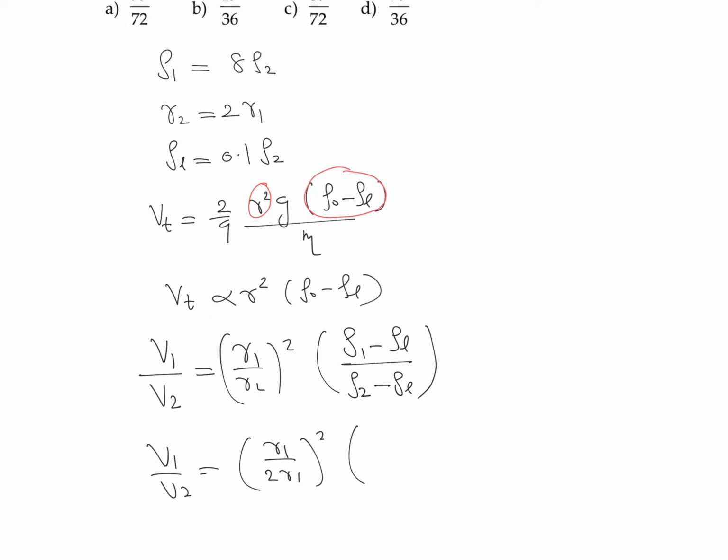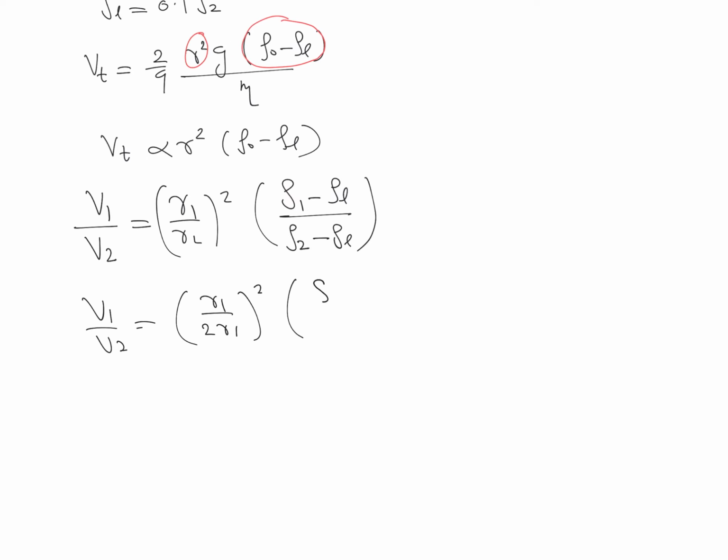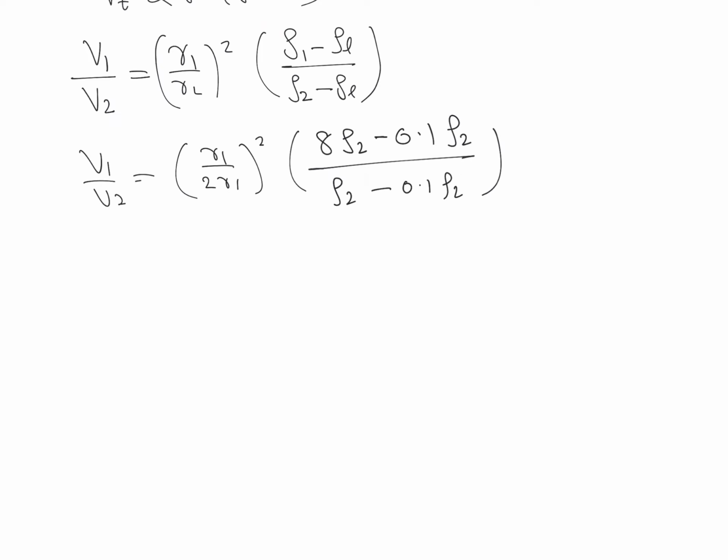and the density of the object in the first situation is 8 times the density of the second one, so we can take it as 8ρ2, and the density of liquid is given as 0.1 times ρ2, and in the denominator ρ2 minus the density of liquid, again 0.1 times ρ2. So we can write this is equal to r1 and r1 get cancelled. This is 1 by 2 squared, which we can take as 1 by 4, and over here we can take ρ2 as common, and we can cancel these.